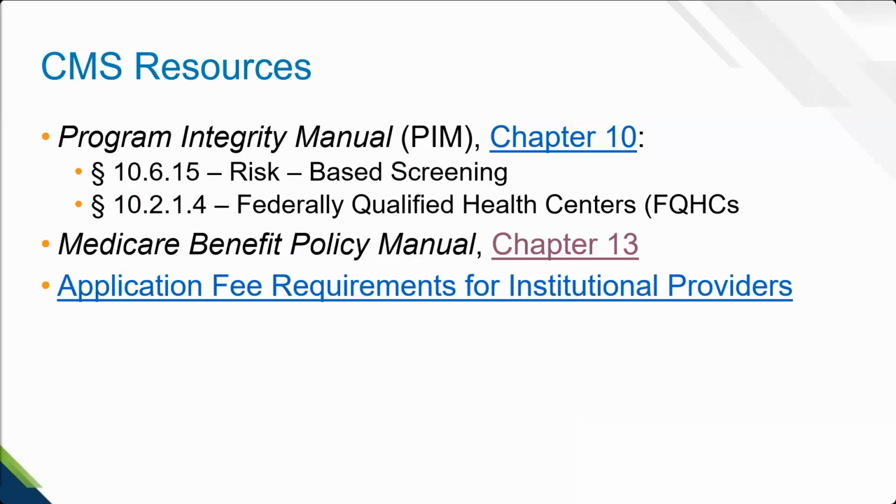Additionally, we talked about the Medicare Benefit Policy Manual that talks a little bit more about billing, Chapter 13. I'm including that. That bottom one is the matrix that I just showed you that shows the provider types and when an enrollment fee is required. This would be beneficial for other provider types as well, so you'll have that.